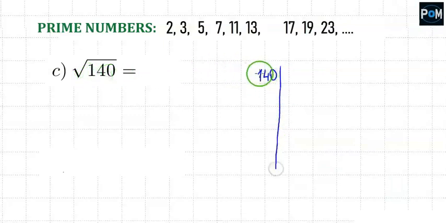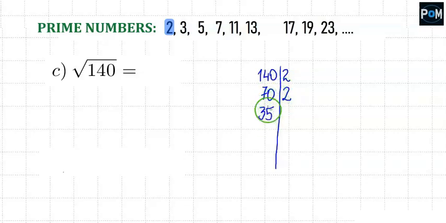We do the same, take the number 140, draw a line, and divide. What does 140 divide by? Start with 2. 140 divides by 2. This is 70. 70 can also be divided by 2. 70 divided by 2 is 35.